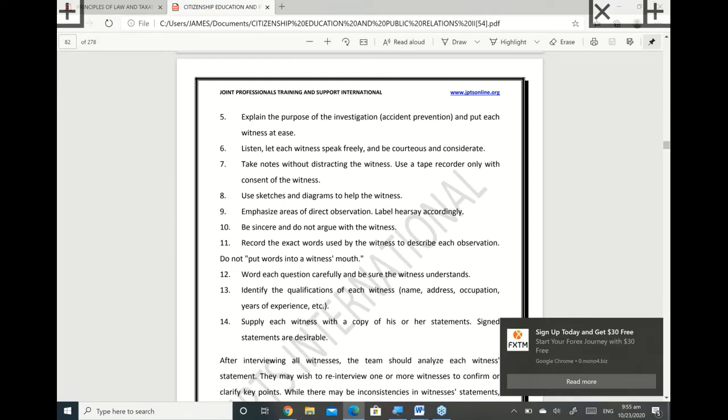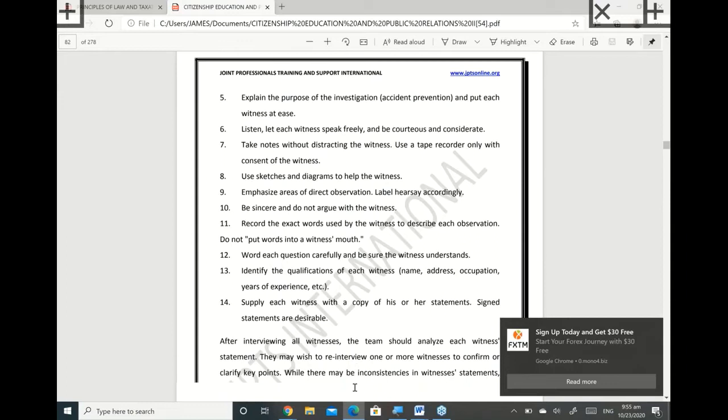Then supply each witness with a copy of his or her signed statement, which is desirable. After interviewing the witness or the witnesses, the team should analyze each witness statement. They may wish to interview one or more witnesses to confirm the clarity of key points.